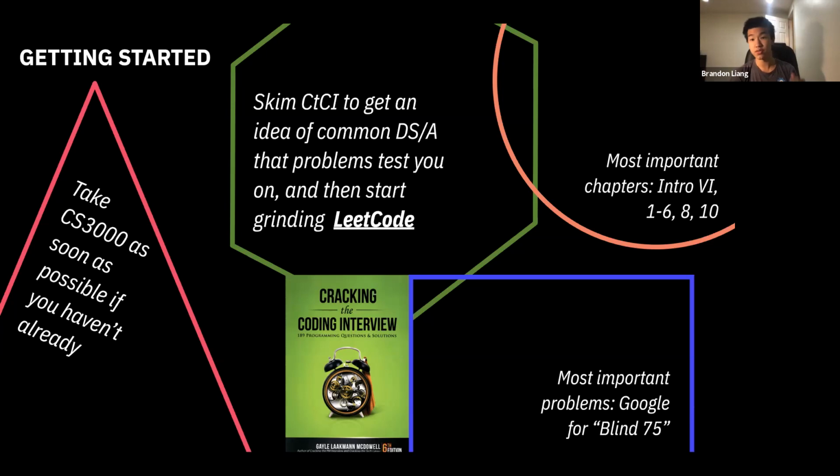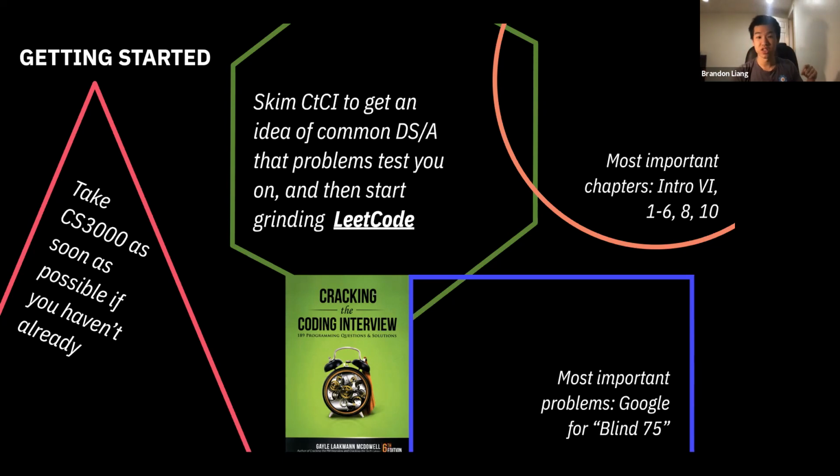And if you're crunched on time and don't exactly know which LeetCode problems to do, I would recommend Googling for a list called the Blind 75. And Blind is just a website that's like a professional network. And this list is really nice, but I just don't recommend looking at the website beyond that.